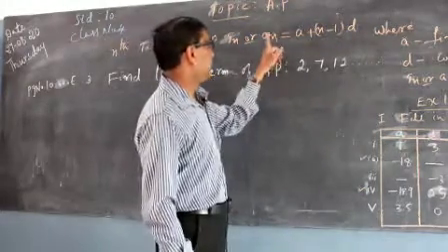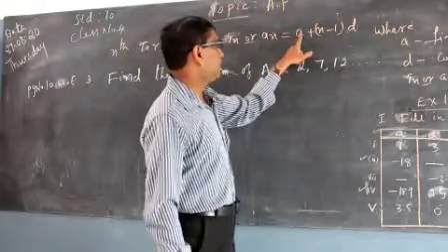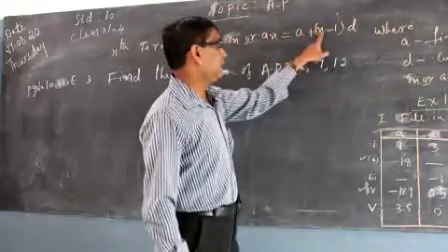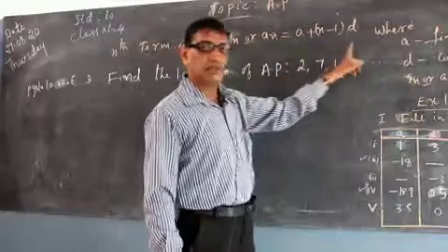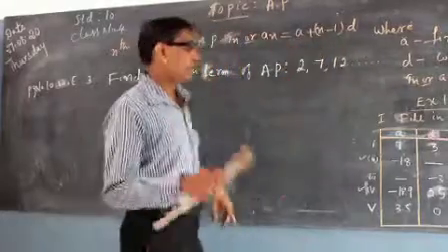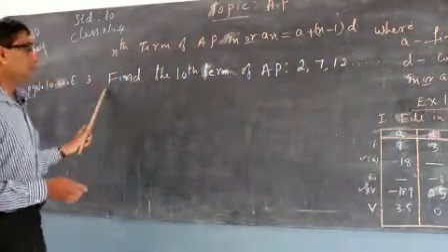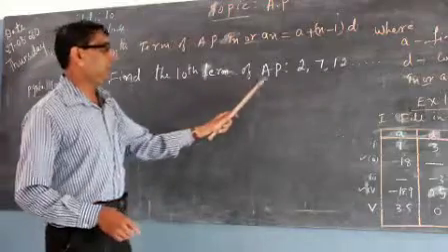And next, An will be given, and they will ask you to find out A, with n and D given. Out of the 4, any 3 will be given, and they will ask you to find out one term. So here the first one is: find the 10th term of the AP 2, 7, 12.